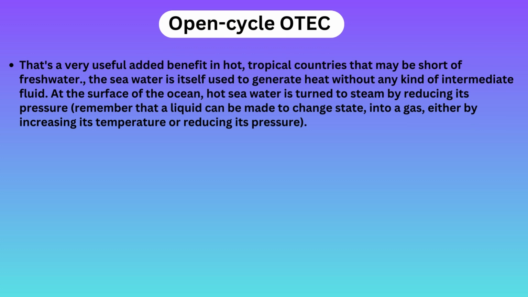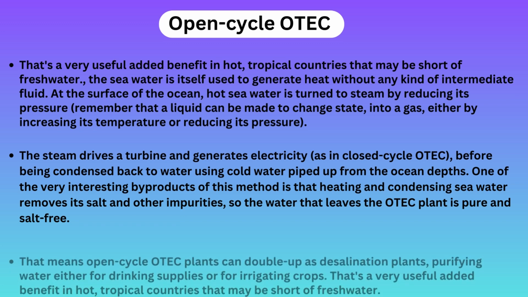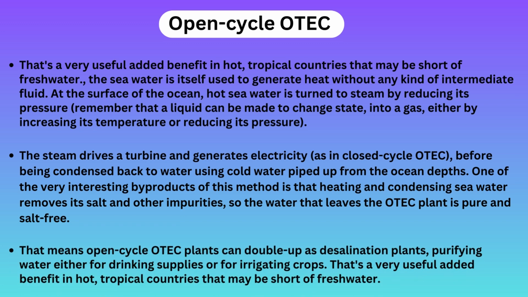The sea water is itself used to generate heat without any kind of intermediate fluid. At the surface of the ocean, hot sea water is turned to steam by reducing its pressure. We have already discussed that we can do this. So the steam drives a turbine and generates electricity. This means open cycle ocean thermal energy plants can serve as desalination plants, purifying water either for drinking supplies or for irrigating crops.